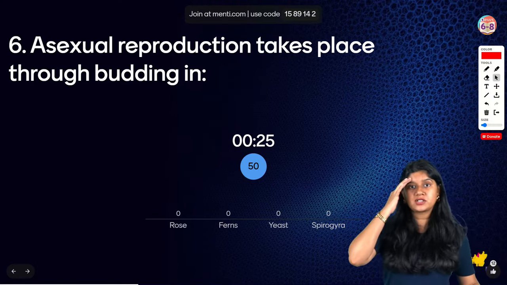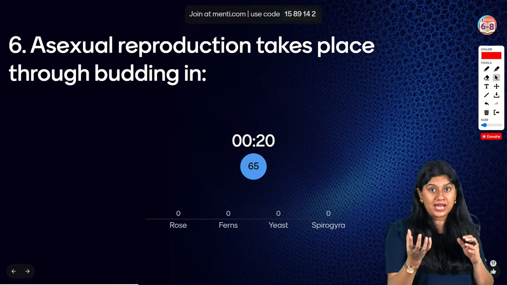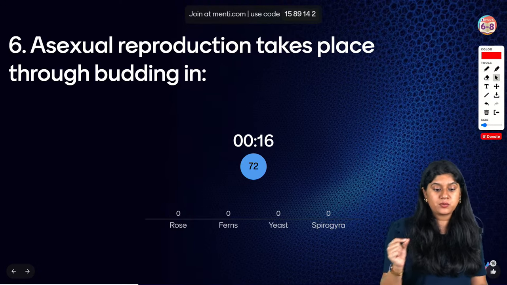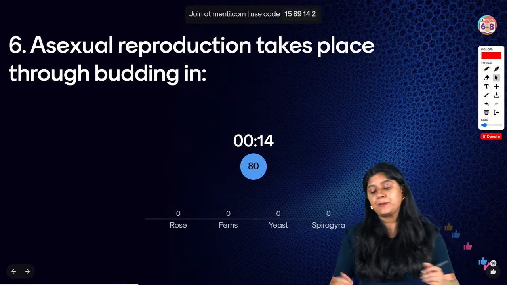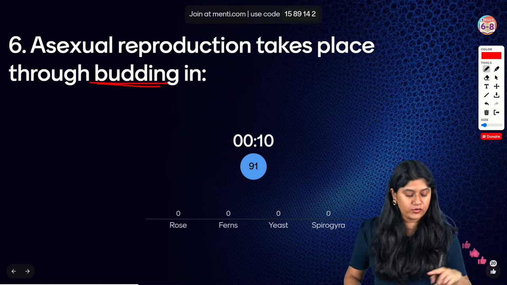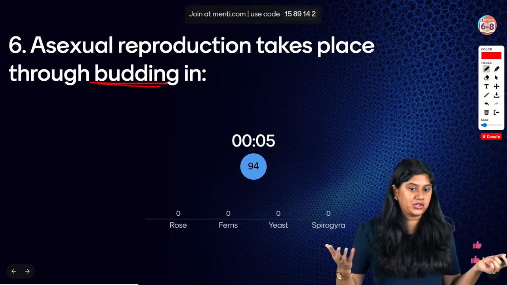In asexual reproduction, there's involvement of one single parent, and of course there's no fertilization happening, and we will see the formation of the next generation. Asexual reproduction takes place through budding. Budding is a type of asexual reproduction. It happens in which of these organisms: rose, ferns, yeast, or spirogyra? The question is very easy.